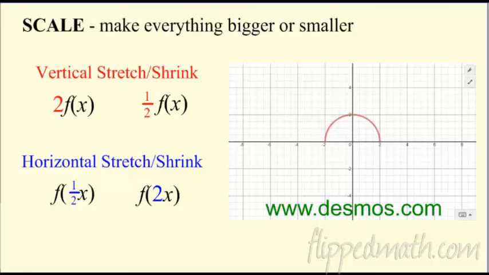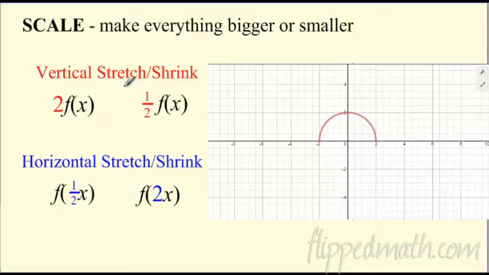Biggie Smalls. So we're going to make it bigger or smaller. What I'm going to do is take a vertical stretch instead of a shift. We're going to stretch it out bigger or shrink it smaller. When I put a number in front of my function, this is going to be a stretch. This is a vertical stretch of 2.